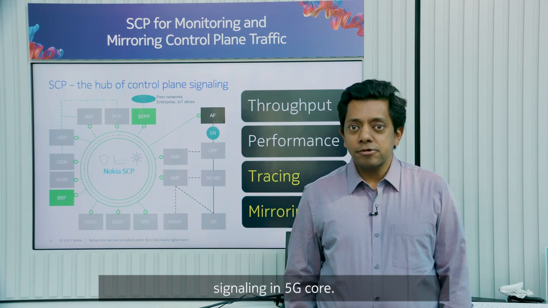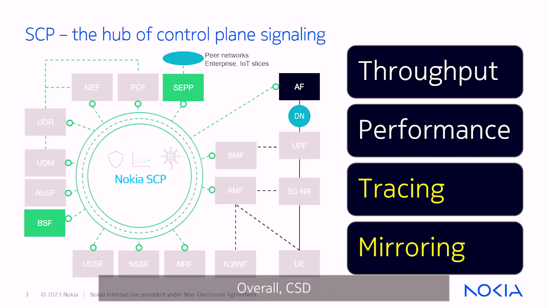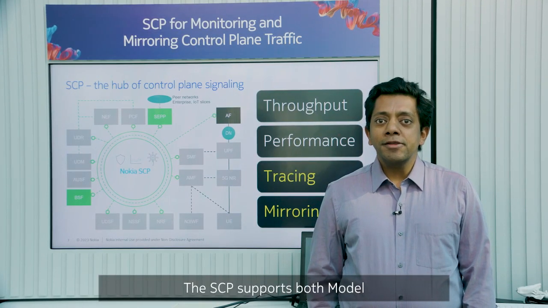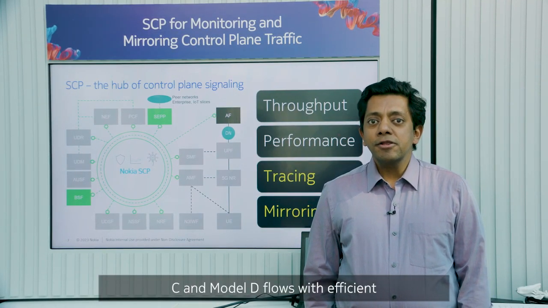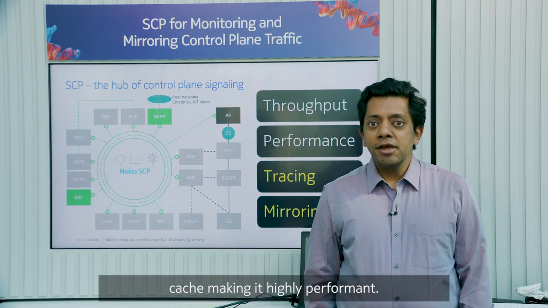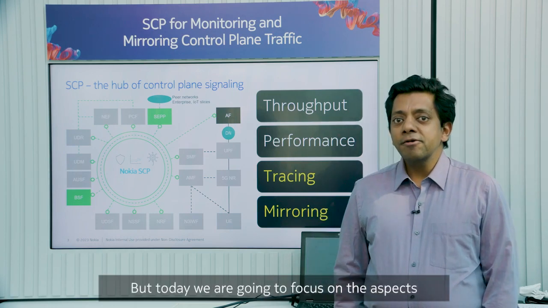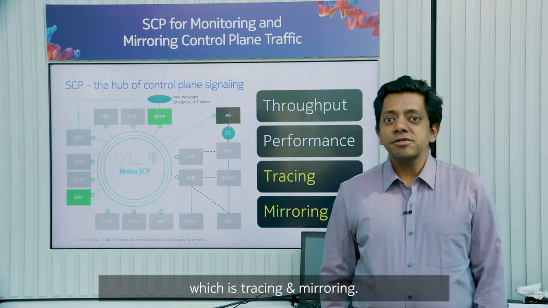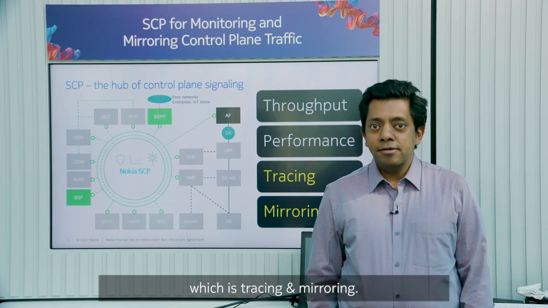Since SCP is involved in each communication between all the NFs, this makes it the hub of control signaling in 5G core. Overall, CST SCP has a very high throughput and it has been scaled up to a traffic of 250,000 TPS. The SCP supports both Model C and Model D flows with efficient cache, making it highly performant. But today we are going to focus on the aspect which is tracing and mirroring.